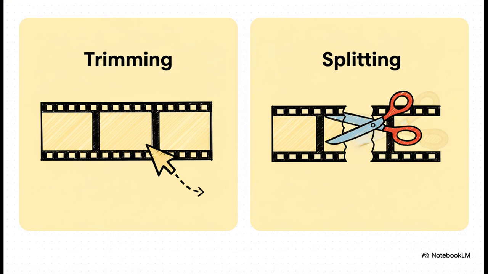First up is trimming. Super easy. You just grab the end of a clip and literally drag it to make it shorter. The second thing is splitting. This is like having a little pair of digital scissors. You can just snip and cut a clip right in two wherever you want.